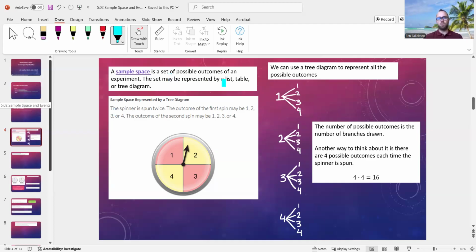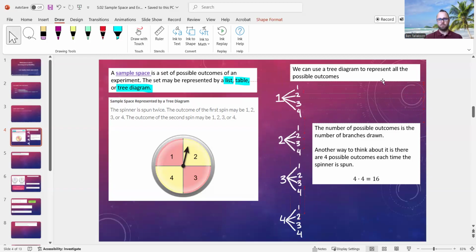Now, the sample spaces we're going to look at will be a little more complex than that, but nothing to worry about. I'm going to guide you all the way, and the set may be represented by a list, a table, or a tree diagram. Today we're going to really work with tree diagrams. So let's take a look at this spinner, and we're going to imagine it's spun twice. So if you spin this one time, what are your possible outcomes? 1, 2, 3, or 4, right?